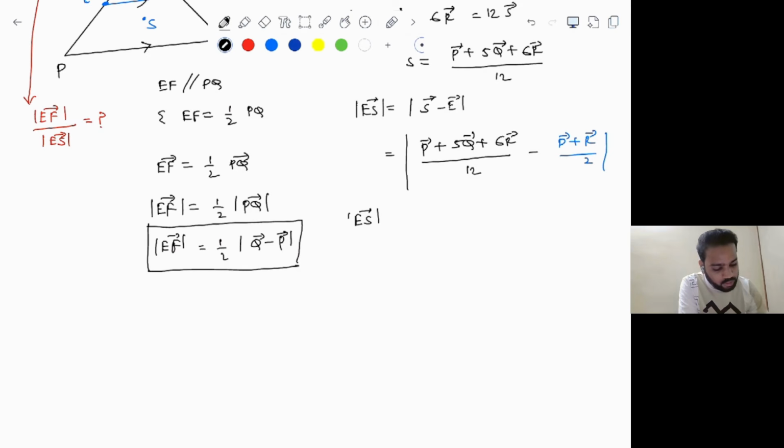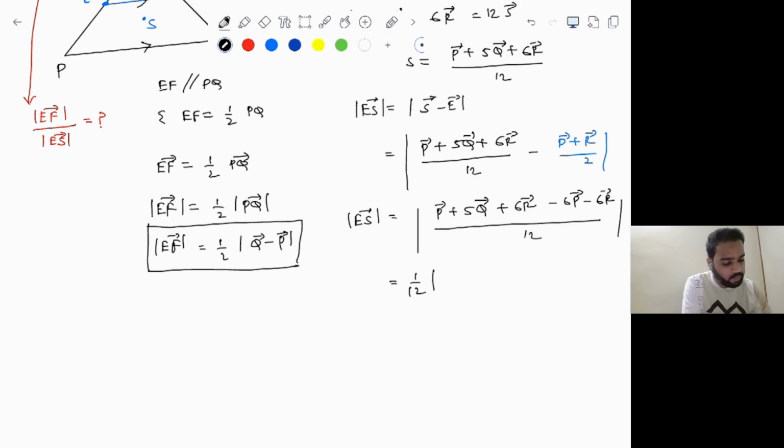Finally, we get modulus of ES bar is equal to, if you take the LCM properly here, then you're going to get something like this: (P bar plus 5 into Q bar plus 6 into R bar minus 6 into P bar minus 6 into R bar) whole divided by 12. Let's take the constant 12 outside, so it will be 1 by 12 times modulus. The main advantage here is 6R bar gets cancelled, right? Now the remaining part is only what? 5 Q bar minus 5 P bar. And if you take 5 common here, I can write this as 5 by 12 times modulus of Q bar minus P bar. Okay.